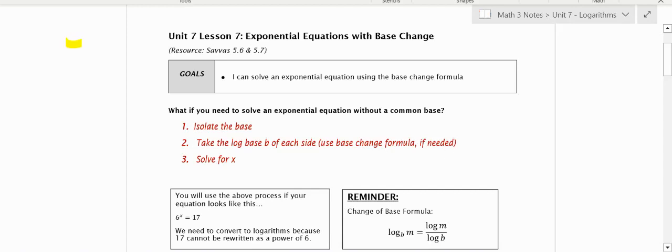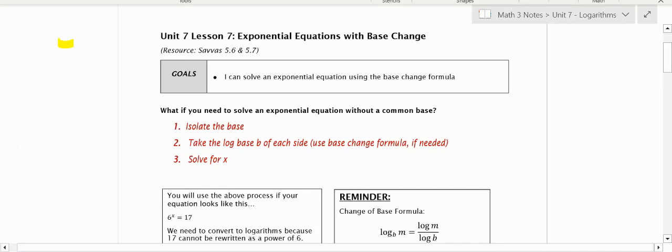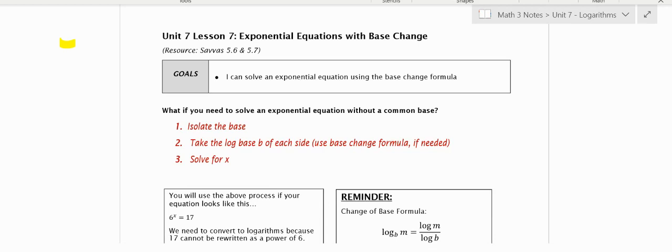This is the video for Unit 7, Lesson 7, solving exponential equations using the base change formula. The goal is going to be similar to the last section. The only thing is, if you don't have a calculator that can evaluate logs that aren't base e or base 10, you might need to use the base change formula.